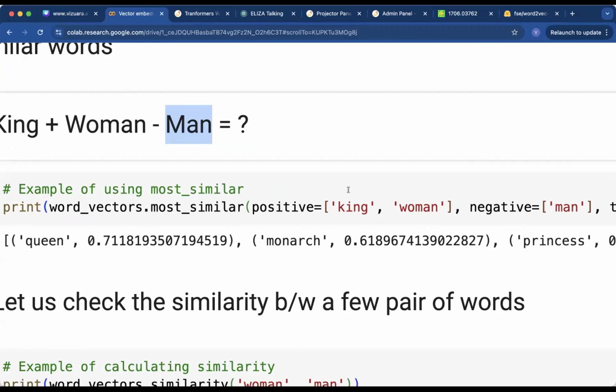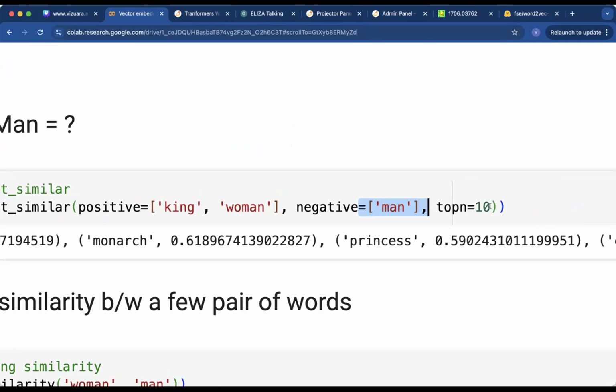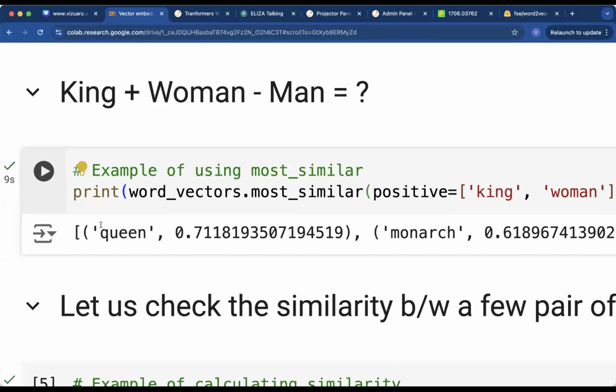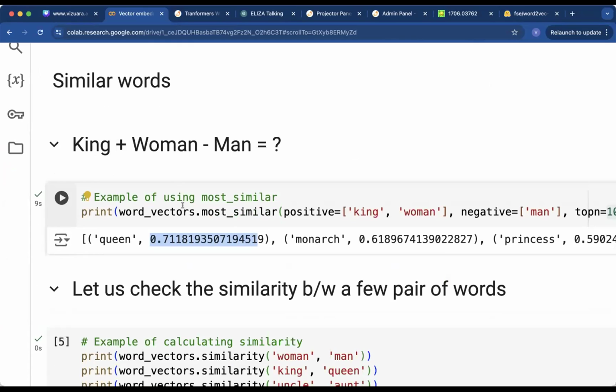So what I do is I add the vector for king and woman, and I subtract the vector for man, and then I print out the top 10 answers. If you print this out, you will see that queen is the word which is predicted with the highest probability. So the word2vec model is pretty confident that king plus woman minus man should result in a vector which has the meaning of queen.